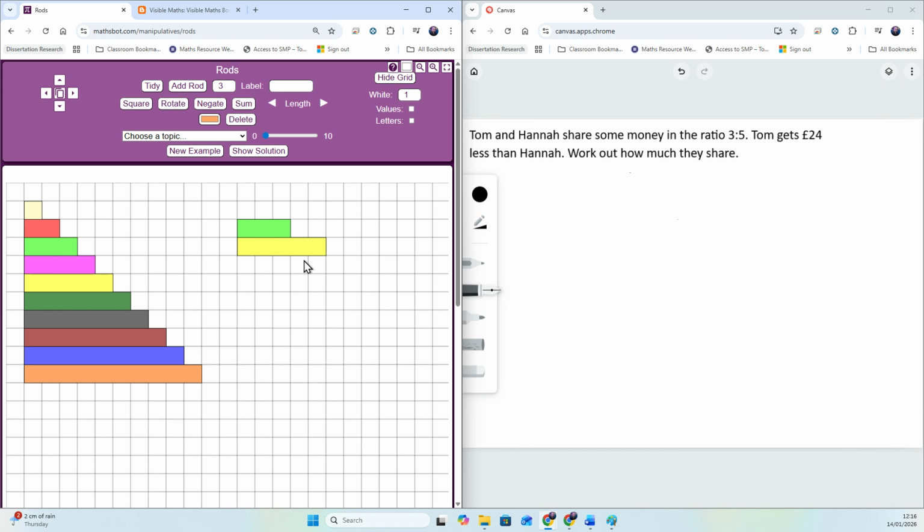So once we've got the 3 and 5, and we've explored that a little bit, we'll have a look at the next bit. Tom gets £24 less than Hannah, and that sentence, the first time kids come across problems of this type, needs a bit of unpacking. What we're aiming to get to here, through some discussion and questions, is the idea that this is talking about the difference between Tom and Hannah's share. Whether it's phrased as Tom gets £24 less than Hannah, or Hannah gets £24 more than Tom, or the difference between their amounts of money is £24, it doesn't really matter. We're focusing on the difference between Tom and Hannah's share.